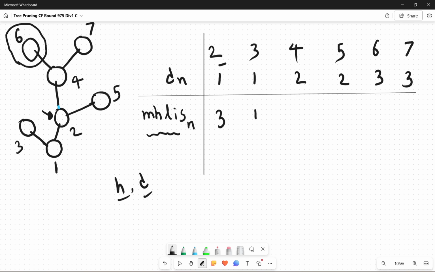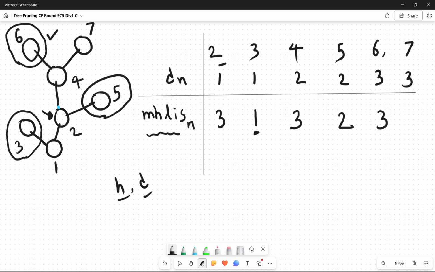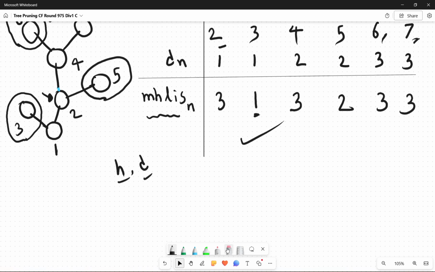For 3 it is 1 because 3 itself is a leaf. So for 4 again it is going to be 3 because 6 is the mhlis for 4. For 5 it is 2 because 5 itself is a leaf. For 6 it is 3 again because 6 itself, and similarly for 7 it will be 3. So that is basically going to be the thing. And yes, let us delta encode the things.